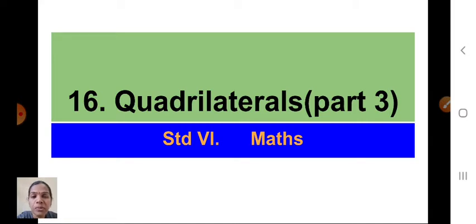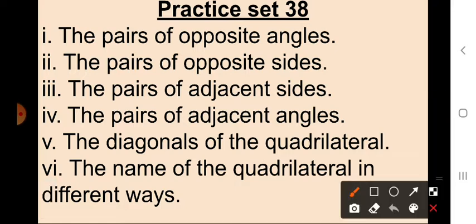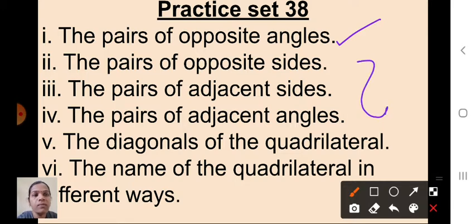Children, in this session I am going to continue this chapter, chapter number 16, Quadrilaterals. See here, practice set 38 is going on. The first question: draw quadrilateral XYZW and answer the following. I had already started this one. The pair of opposite angles we already solved. The remaining parts we will find.